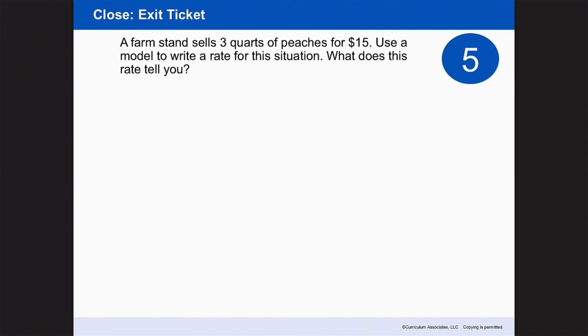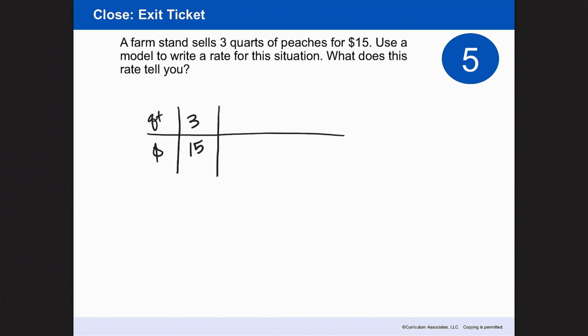All right, a farm stand sells 3 quarts of peaches for $15. So here's quarts and dollars. So we know that there's 3 quarts of peaches for $15. Now we're going to use our rate to figure out. It says write a rate for the situation. What does this rate tell you?